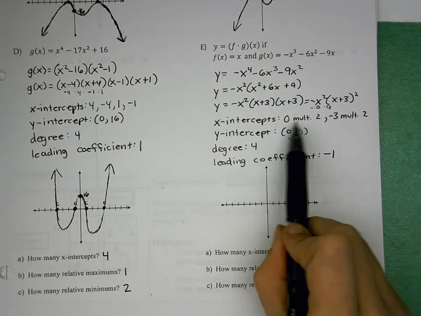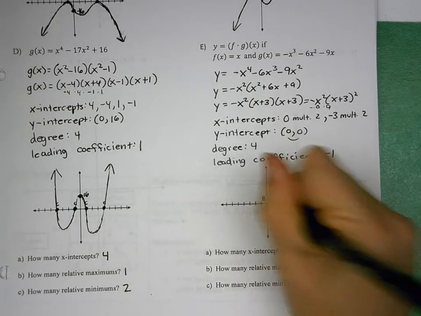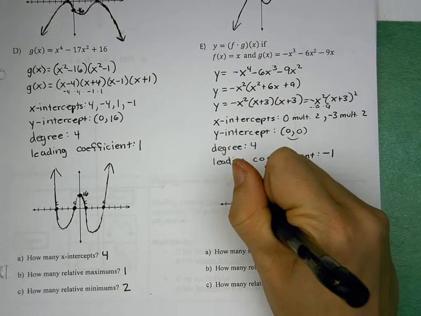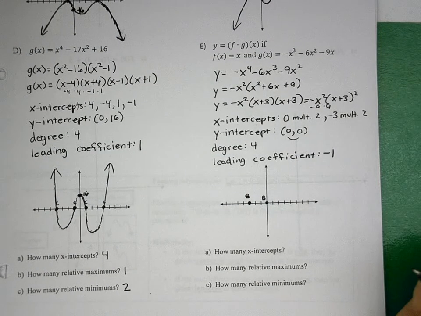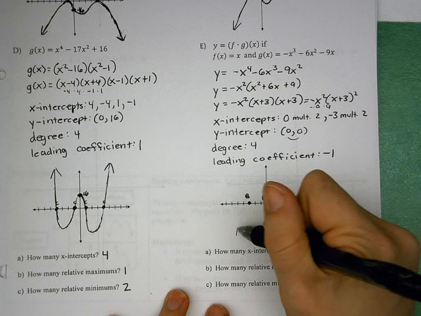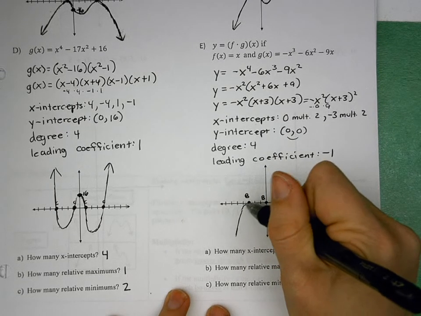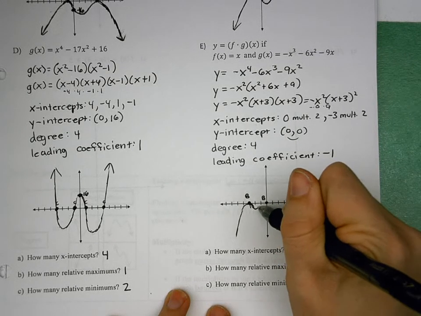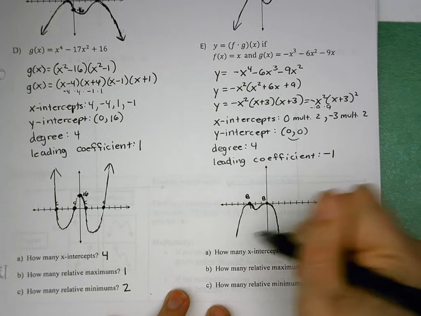Okay, so x-intercept at 0, multiplicity of 2, so it's a bounce. And at negative 3, again, multiplicity of 2, so it's also a bounce. Y-intercept at 0, that's already plotted. And then even degree, negative leading coefficient, we'll see negative infinity on both sides. So we're bouncing here, and down, bouncing again, and down to negative infinity.